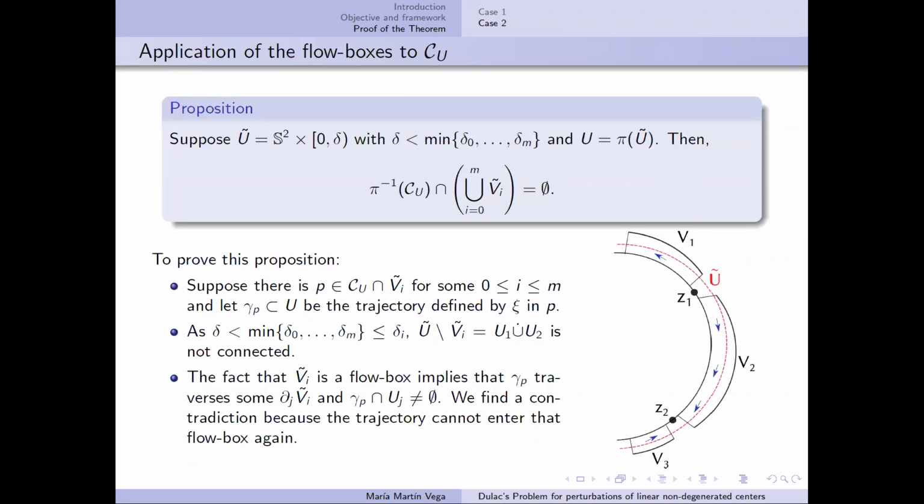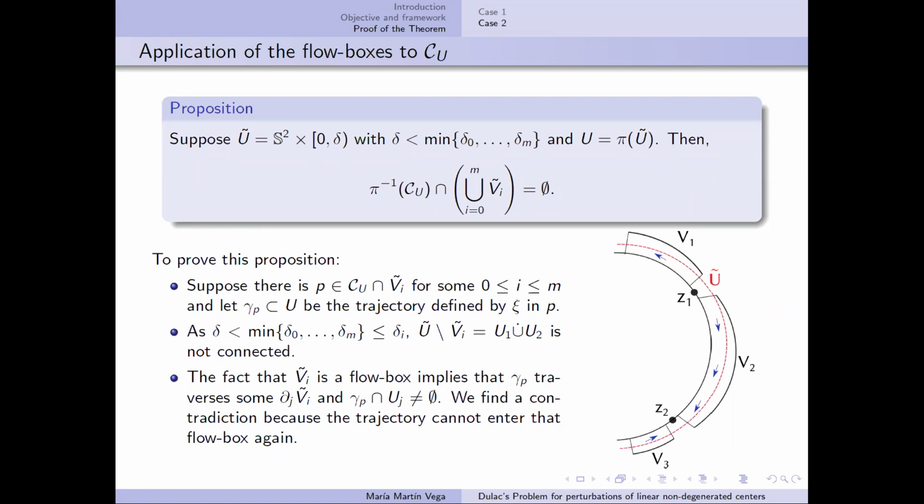So now we find this result, supposing that we have a neighborhood of the divisor whose height is lower than the height of any of the flow boxes. Then, considering the projected space of this U tilde, we find that the set of cycles is not intersecting any of the flow boxes. To prove this, we suppose that there is a point that is contained in the set of cycles and is also contained in one of the flow boxes.